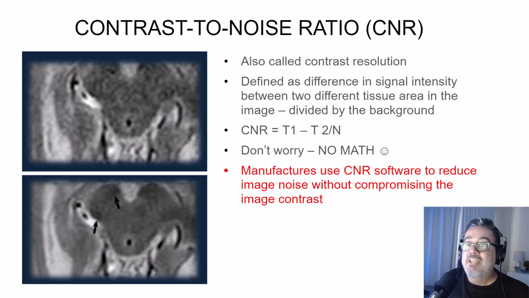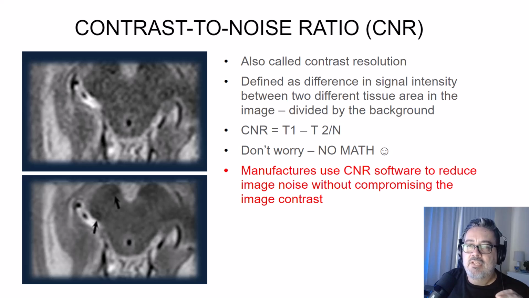Contrast to noise ratio can also be referred to as contrast resolution. Defined as the difference in signal intensity between two different tissue areas in an image, divided by the background. Don't worry about the formula here. You won't be required to calculate anything. Just remember that CNR software is manufacturer specific. Each manufacturer designs their own software to reduce image noise without compromising image contrast.